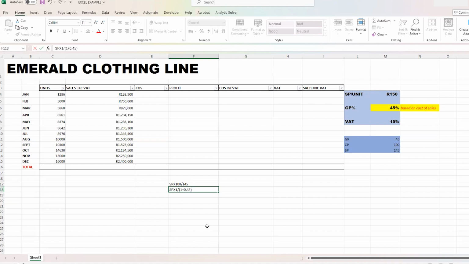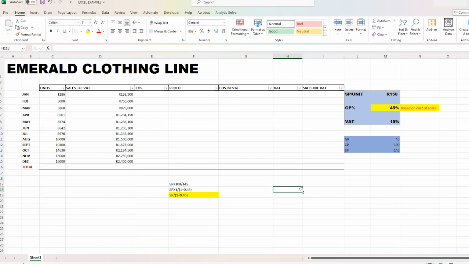Okay. Now, I can break this further again. You know mathematics, I can break this further to say SP multiply by, if I multiply by 1, it still remains what it is. So there's no need to multiply. I can just divide by, open bracket, 1 which represents the 100. Remember, I made it decimal, plus 0.45 which represents the 45. All right, this is where I want to go. So that's how I would have done it in mathematics.